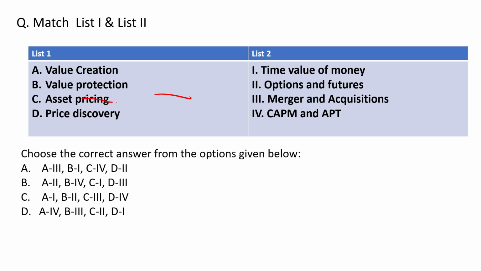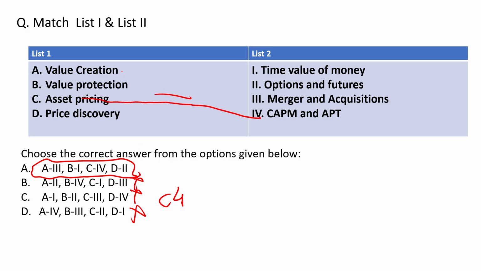Okay, asset pricing is given, so you can try to match this C with 4. Now anywhere else C4 is there? No, nowhere else C4 is there. So you can delete all the three options and you will get the correct answer, that is option number A. Okay, option number A will be your right answer.